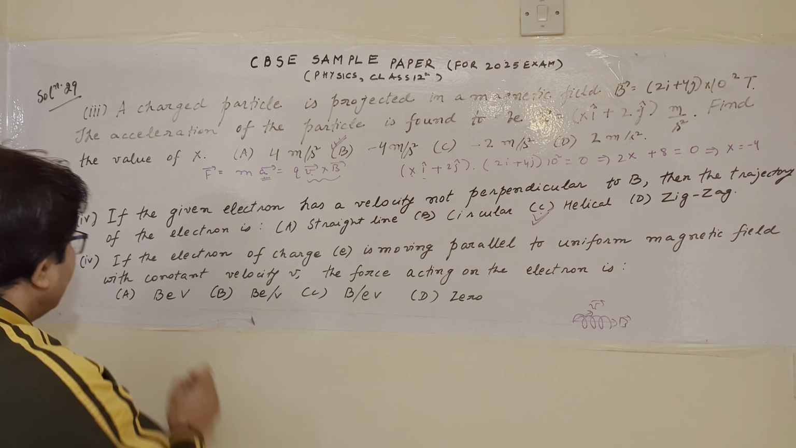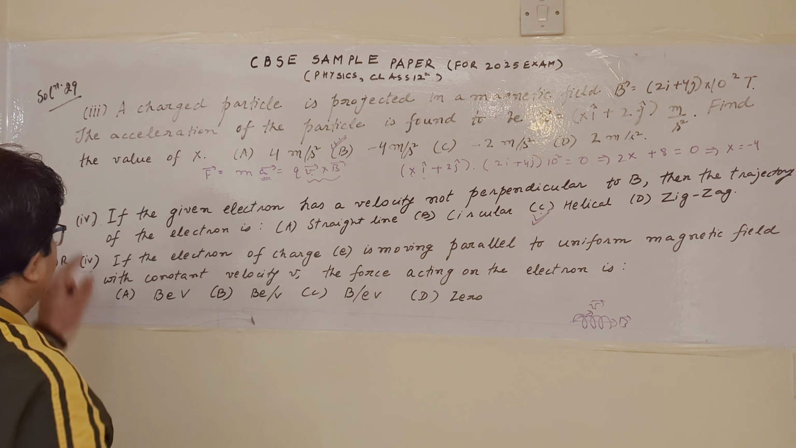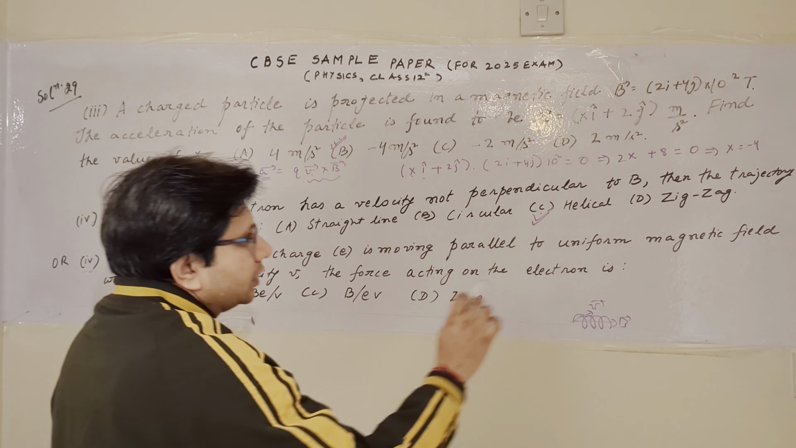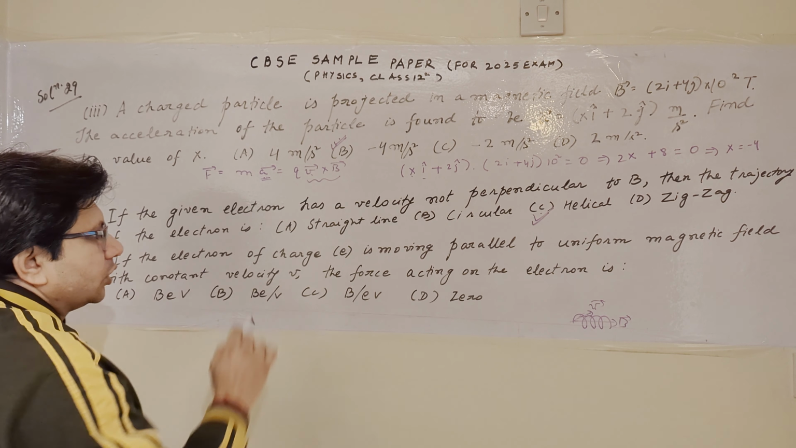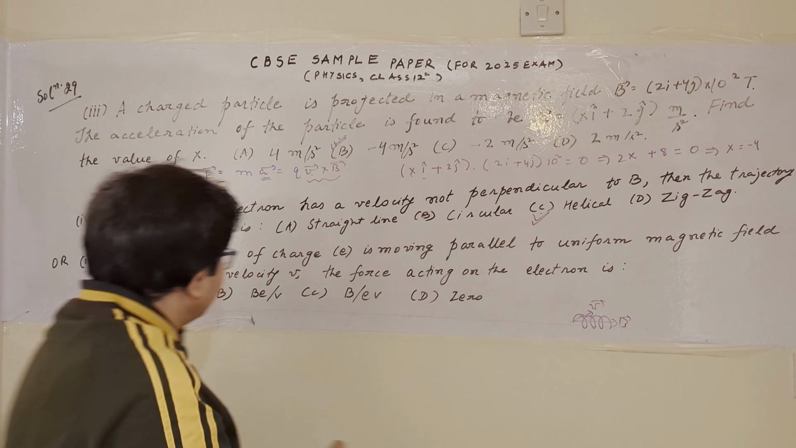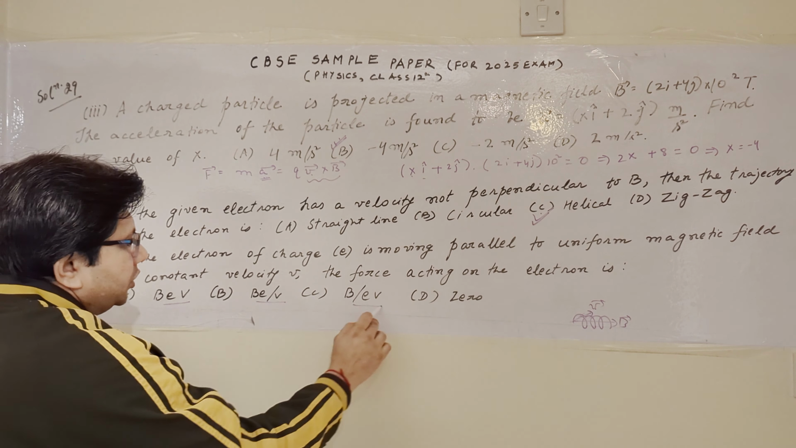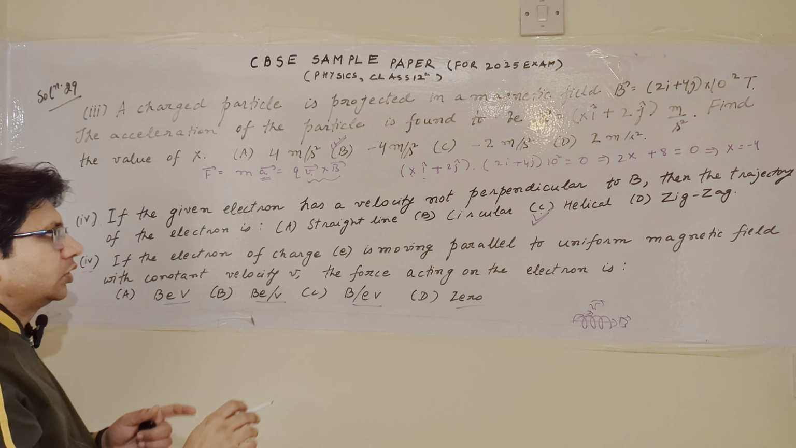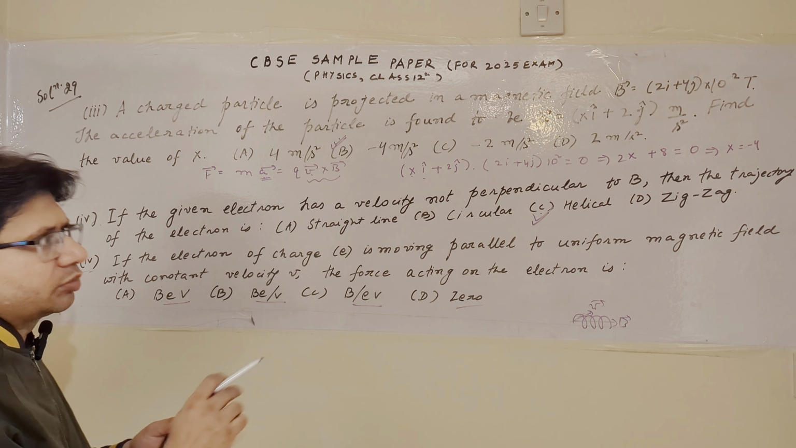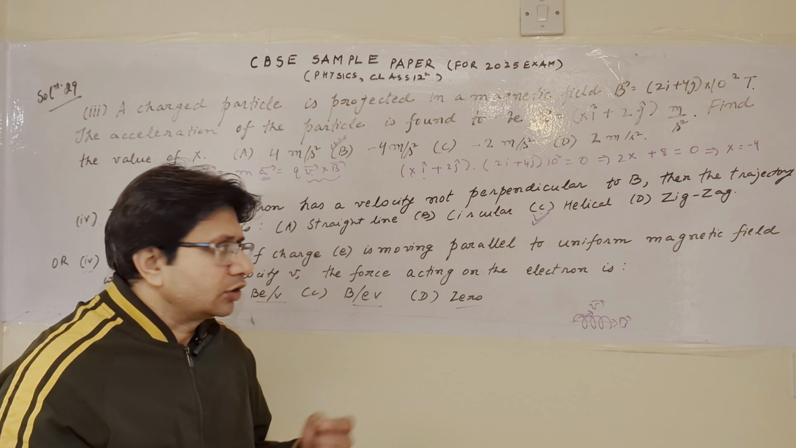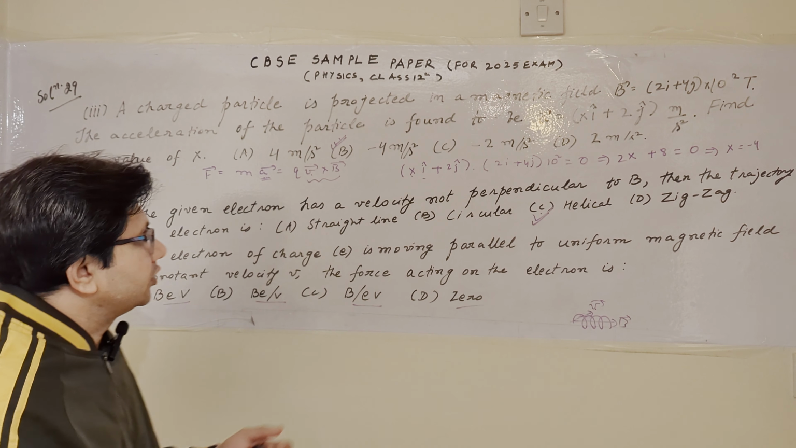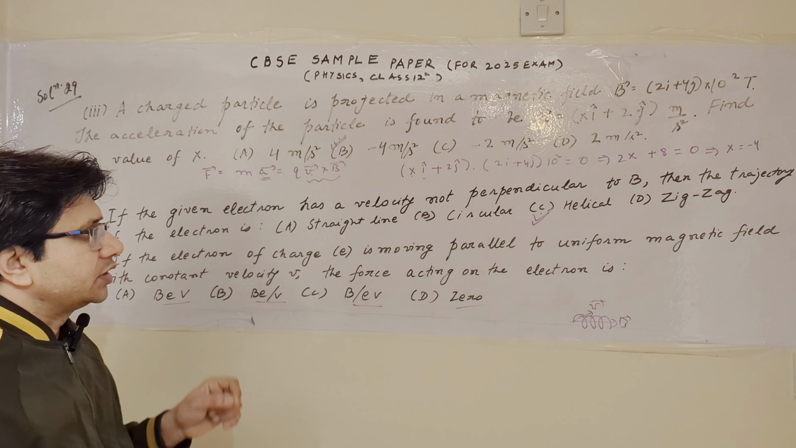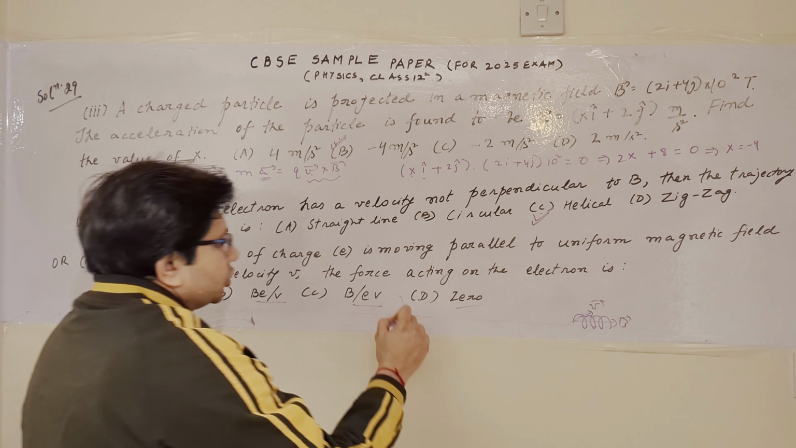Now the optional part of the fourth subpart is: if the electron of charge e is moving parallel to the uniform magnetic field with a constant velocity v, the force acting on the electron is, and the given options are BeV, Be upon V, B upon Ev, and 0. So in this particular problem, the direction of the velocity of the electron is along the magnetic field. So we can say that there is an angle of 0 degrees, and the cross product of V cross B becomes 0. So the force in this case acting on the electron is 0. So certainly the option is D.